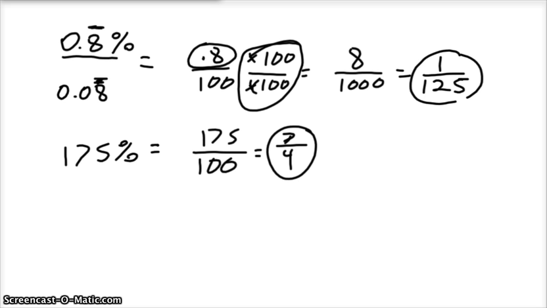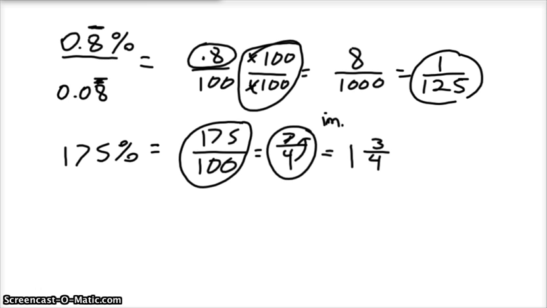Now remember, this is an improper fraction, and if they told us to turn it into a mixed fraction, we figure out how many times 4 goes into 7. That would be 1, and we have a remainder of 3. So that's the same number. Okay, again, just the process of putting your percent over 100.